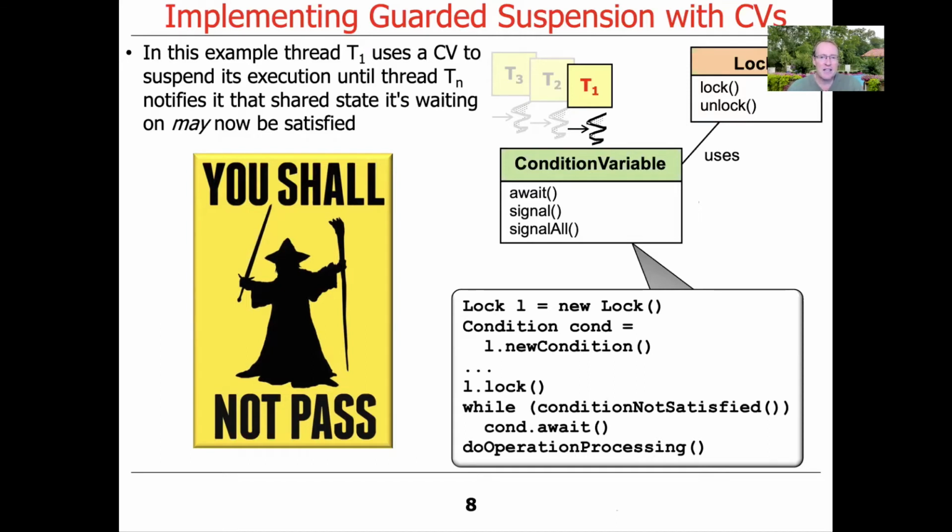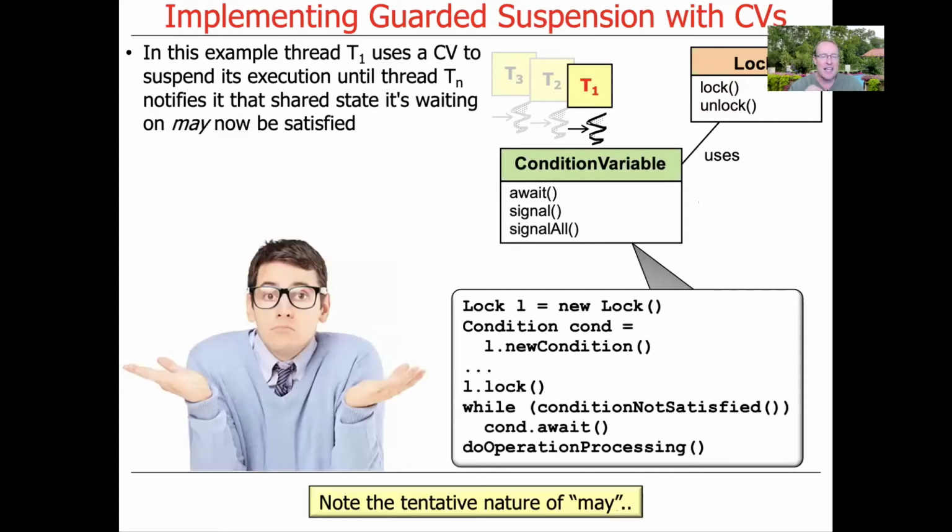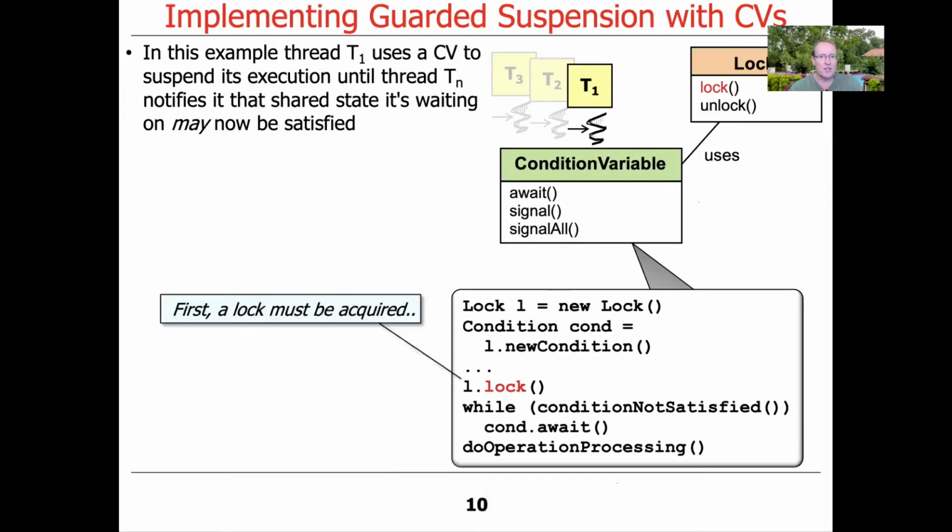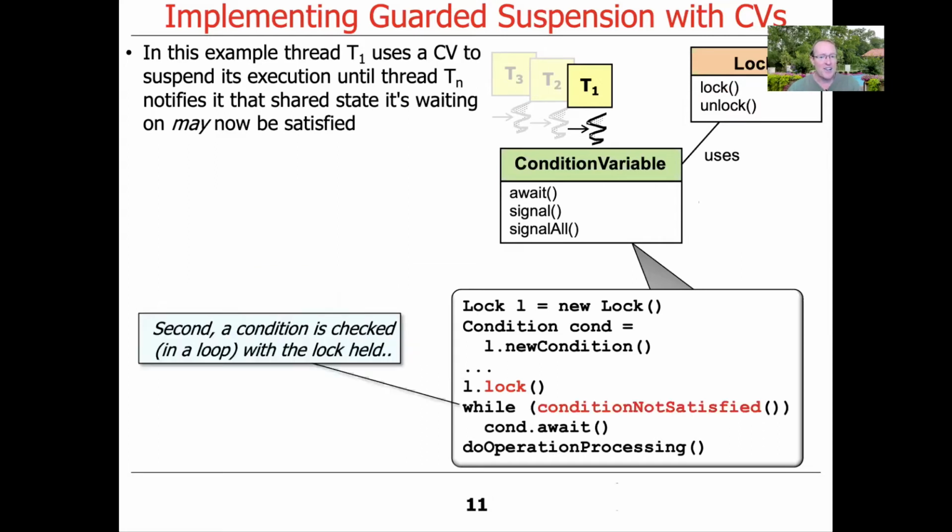What happens in this case is some thread T1 will use a condition variable to suspend its execution until some other thread, Tn, notifies T1 that the shared state it's waiting on may now be satisfied. And the key is "may." Very, very important. One of the consequences of "may" is the fundamental non-determinism in concurrent programs. The way this works, more at the implementation level, is you have to acquire a lock, and then with that lock held, you check some condition that will most likely involve shared mutable state.